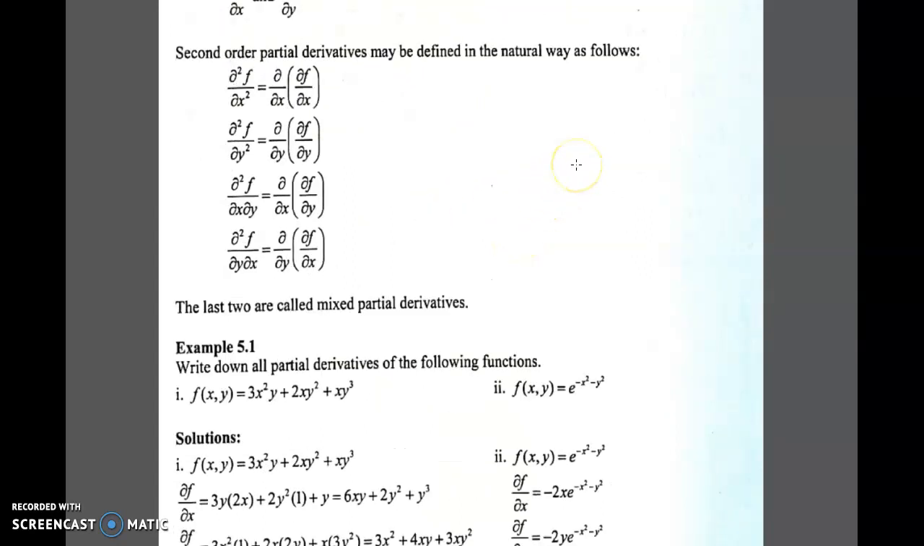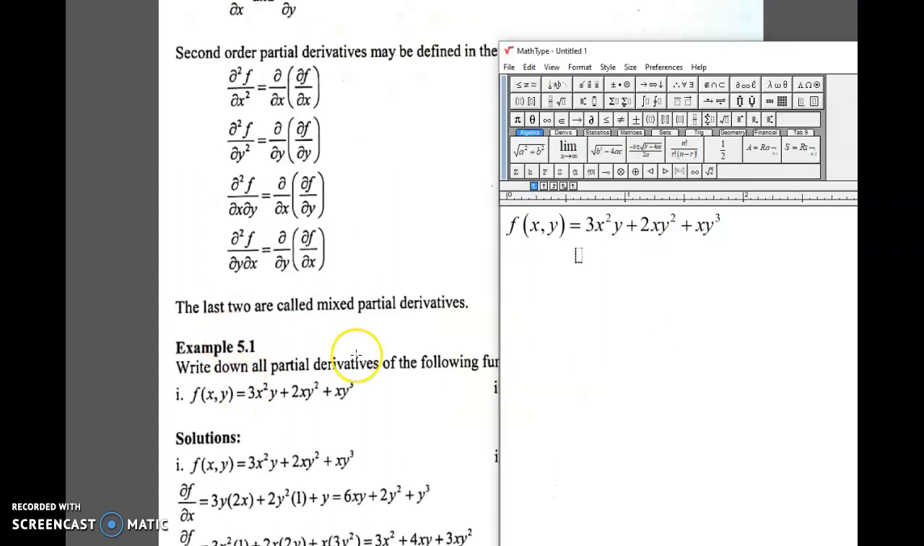Let's look at example 5.1 first. Let's look at the simple one first, which is we have two functions of x and y in our function here. So let's try to differentiate it with respect to x and later to y, and let's also look at the mixed partial derivative. Okay, so let's start with that.